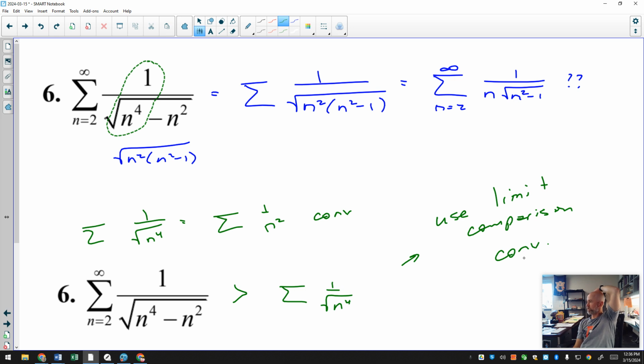Okay, now good question. Would this be conditional or absolute? Absolute, because there are no negative terms anyway. This is an always positive series. So even if you took the absolute value, it's not going to change the series. So this is absolute convergence. Are we good?